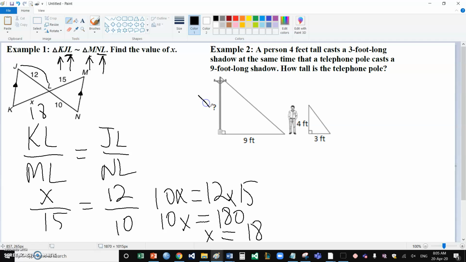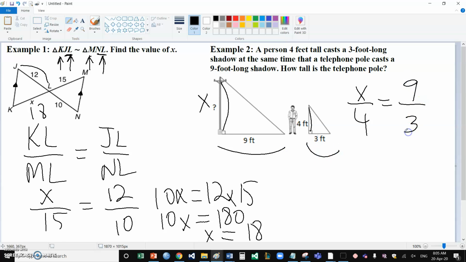Let's say this is x, so the side corresponding to this is this. So x over 4 equals, this corresponds to this, 9 over 3. So 3x equals 4 times 9, which is 36. x equals 12. So the height of the telephone pole is 12 feet.